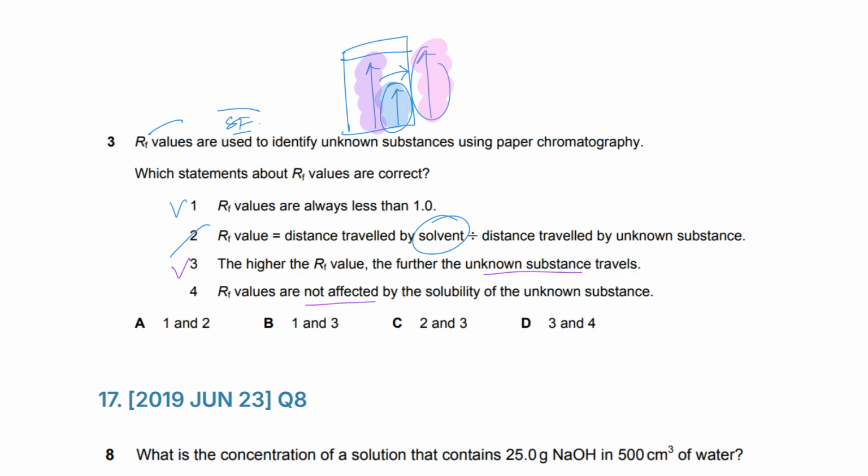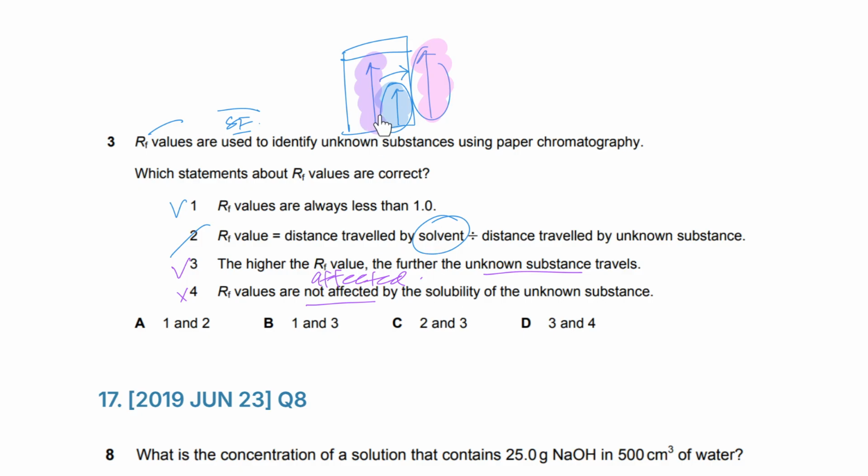It is wrong. It is in fact affected by the solubility of the unknown substance, because you need to understand, I've told you this in my live classes as well, that sometimes the RF value for a particular substance may even be 0. That means you would need to change the solvent, because the substance is basically not soluble in that solvent. So the solubility of the substance in that particular solvent absolutely determines it.